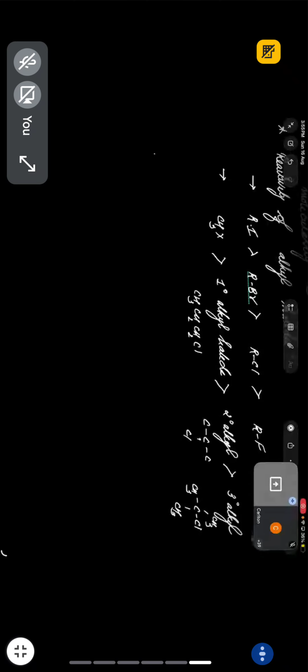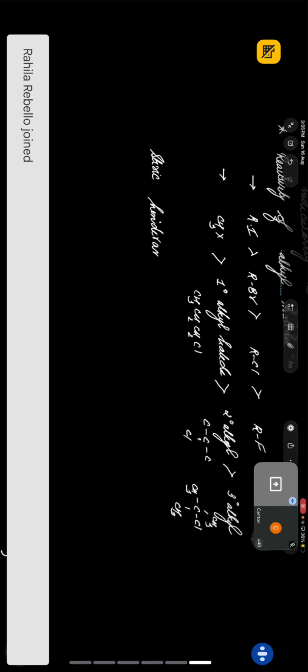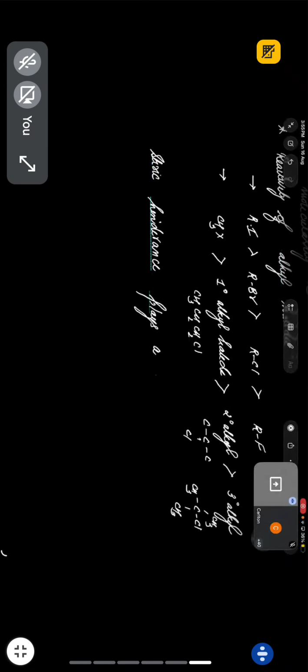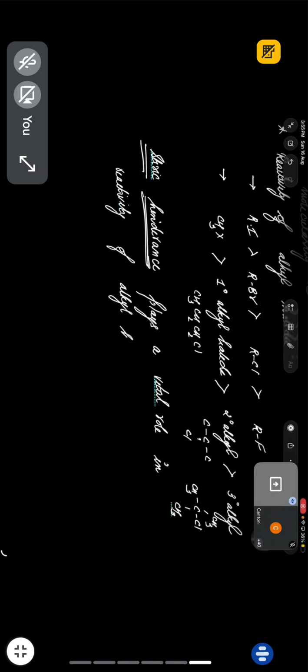Write down: steric hindrance. I haven't even written anything. Please make it quick. Steric hindrance plays a vital role in reactivity of alkyl halides.